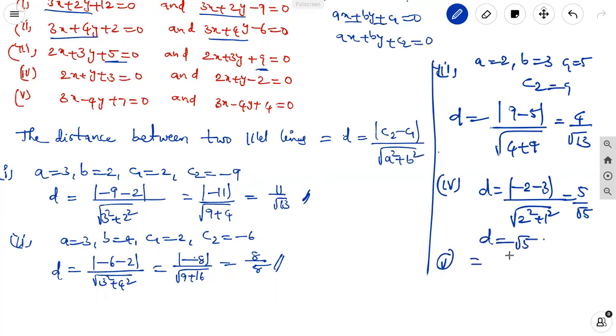Fifth one is d equal to 4 minus 7 by under root of 9 plus minus 4 whole square, 16. It is equal to 3 by 5. Okay. From the MSET point of view, how we can do it as a shortcut, just we can apply.